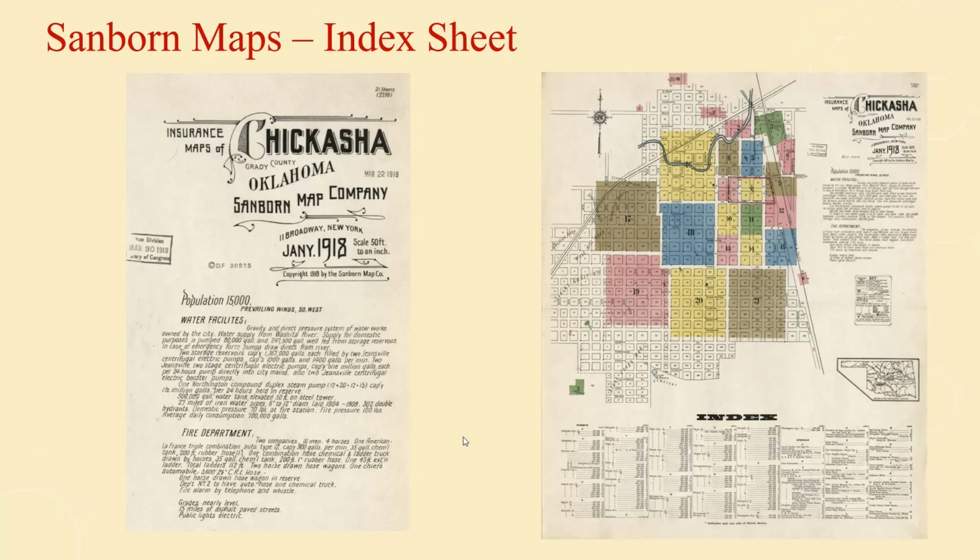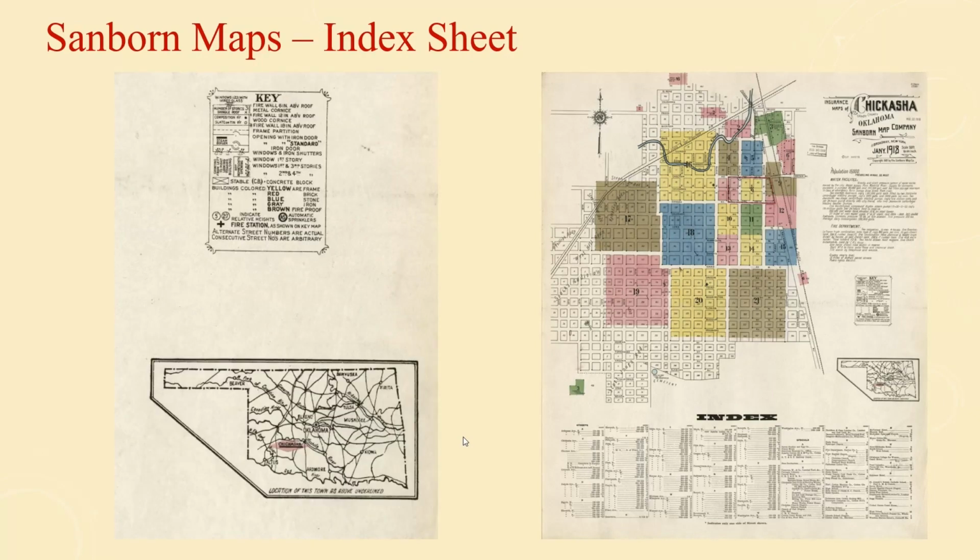If it's a volunteer fire department or a paid fire department, how many men, what kind of equipment did they have, how many feet of hoses and what size hoses. In the early maps, you'll have how many horses did they have. You'll also find on these index sheets a key. This is a pretty basic key right here. I'll show you some better ones later. There will be a map of the state showing the location of the city or town.